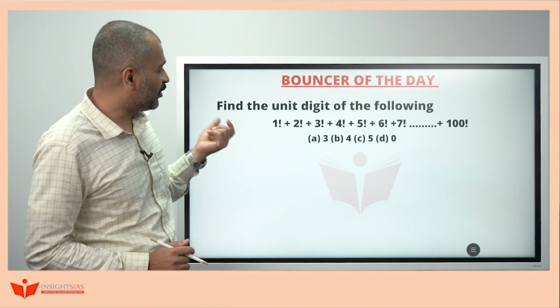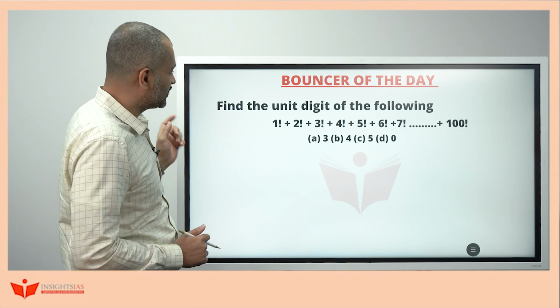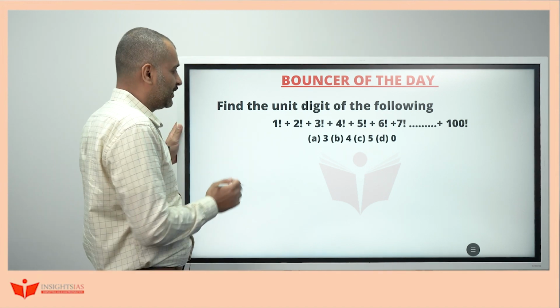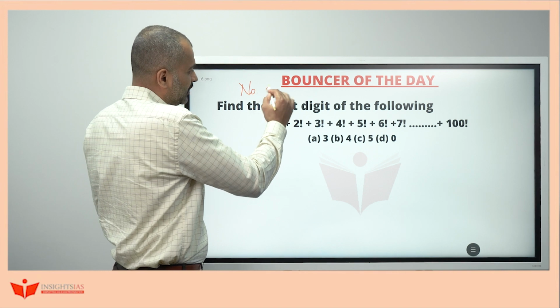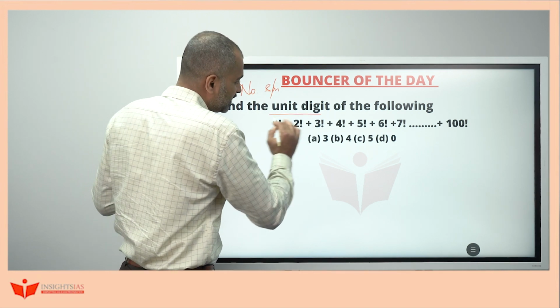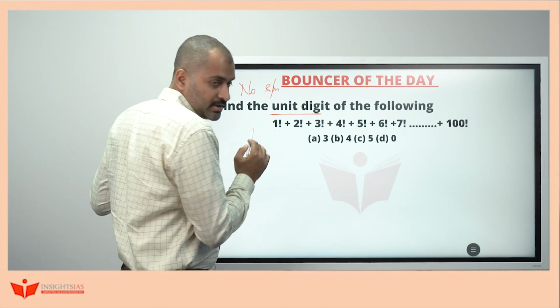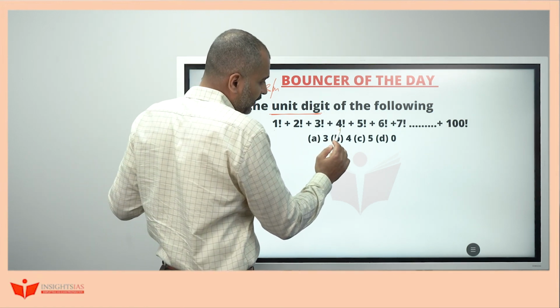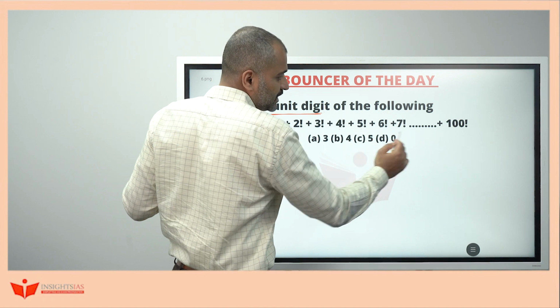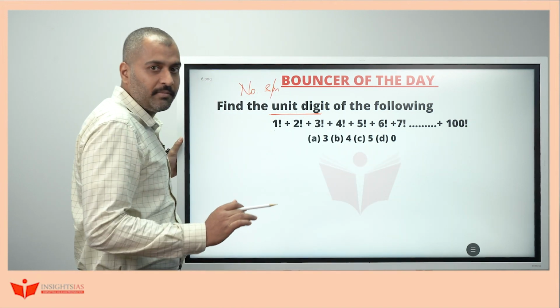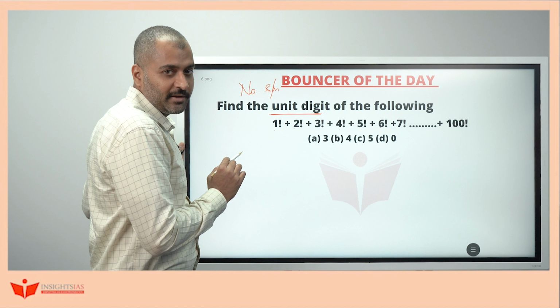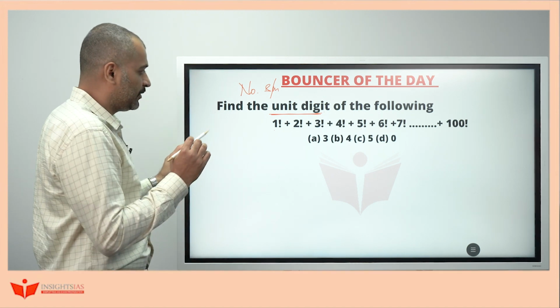Alright guys, time to see the bouncer of yesterday. That is yesterday's homework question. The question is find the unit digit of the following. The topic is number system and the concept is unit digits. The question is 1 factorial plus 2 factorial plus 3 factorial plus 4 factorial, 5, 6 up to 100 factorial sum. What is the unit digit you are getting? Very simple question. Look here now.